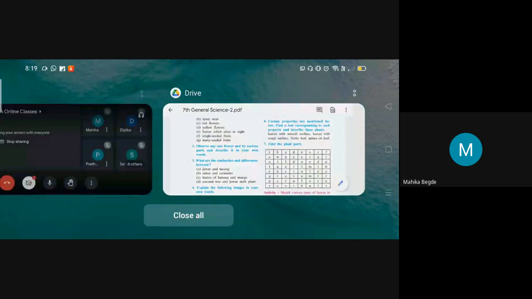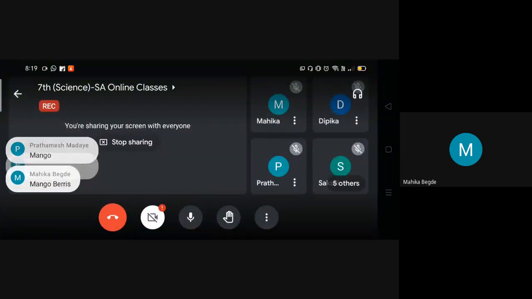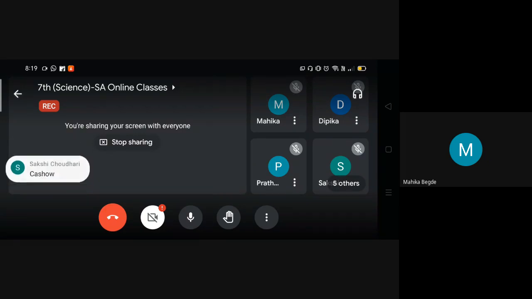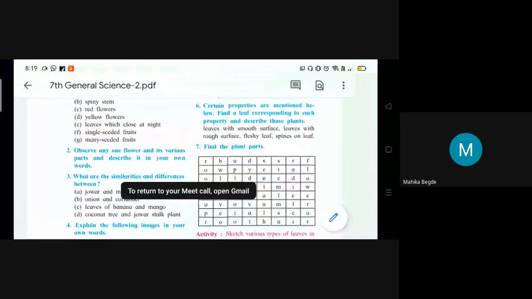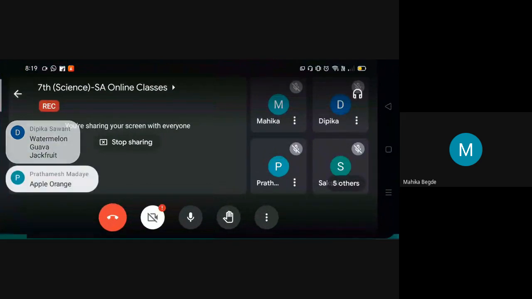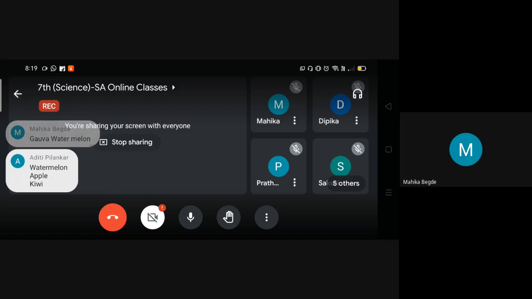Single-seeded fruit. Mango, coconut, jamun, cashew. Yes, plum and cherry also. Yes, berries also. Good. Now, many-seeded fruits. Jackfruit, guava, apple, orange, watermelon.